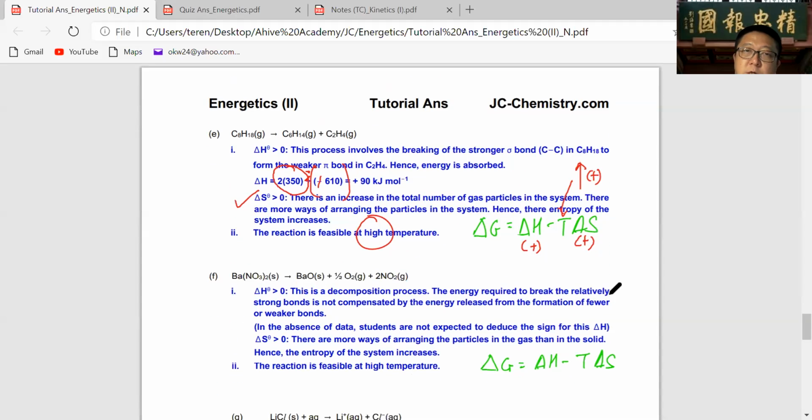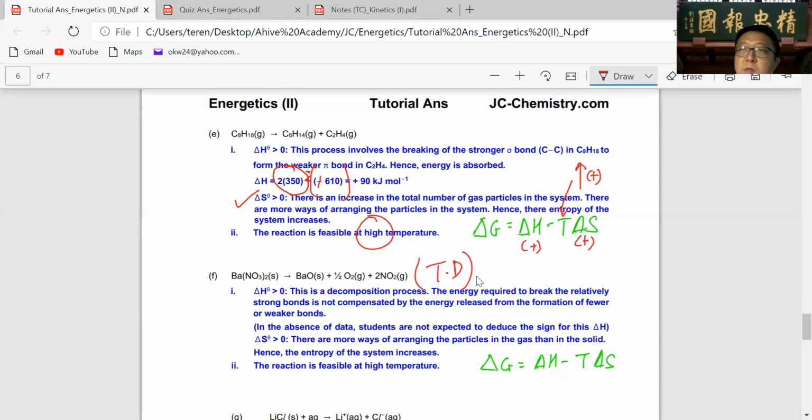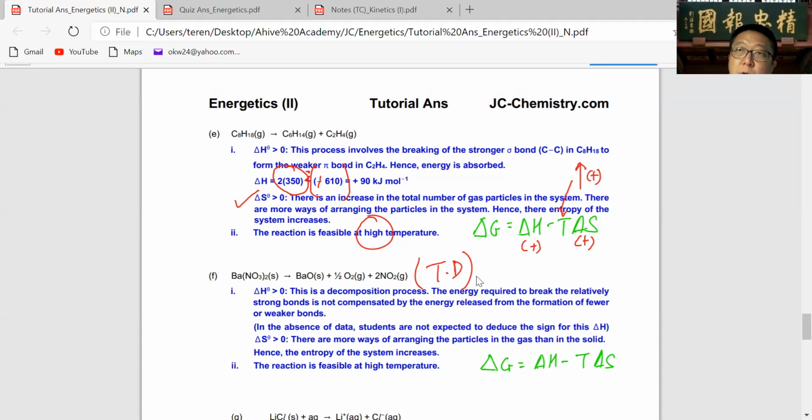Okay, barium nitrate. This is thermal decomposition. You heat nitrate strongly, you form barium oxide, oxygen gas, and nitrogen dioxide. These are brown color gas. So this is TD, thermal decomposition. I think last week I reminded you, this is not melting. Melting is barium nitrate melting to become barium nitrate liquid. So this is thermal decomposition, right? The whole barium nitrate actually breaks down to form three products.